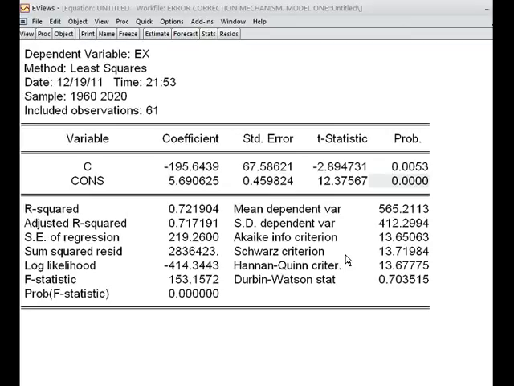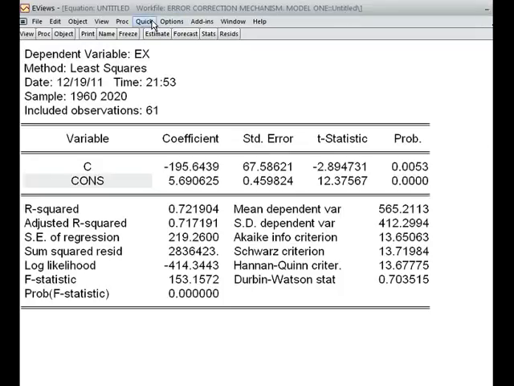Okay, so what we have seen in this model is that our two variables, Ex and cons, are co-integrated. So now we can run the error correction model. Okay, now we shall develop the error correction model. So how to develop, how to write the error correction model? So the error correction model is something like this.